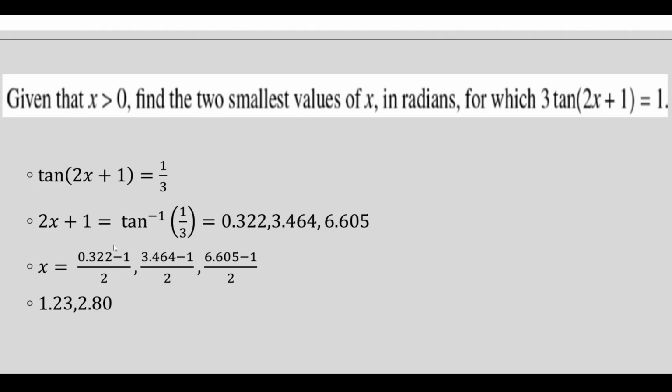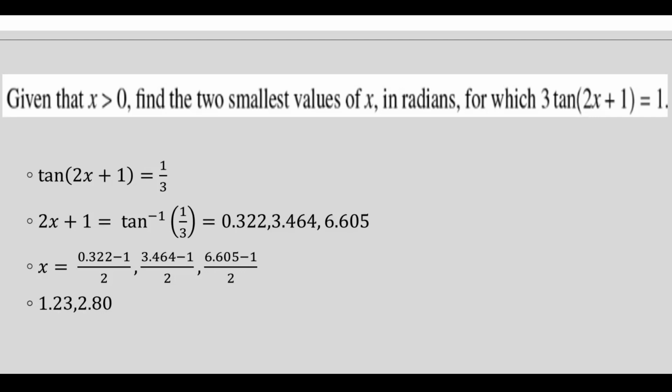And what we found with the three solutions is that one of them was not valid because the criteria was that x was bigger than 0. So we can see here that 3.22 minus 1 would give us a negative number and therefore would not be valid. So we only got the two solutions in the end, which was 1.23 and 2.8.